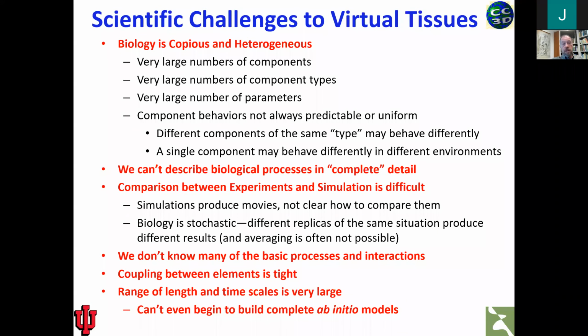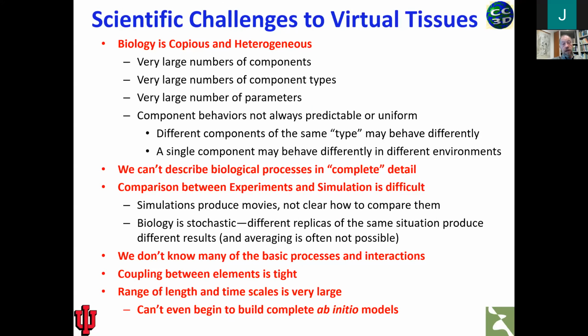Building virtual tissues is not easy. There's a lot of missing science. And so we have to be humble when we build virtual tissue models. There are many components in a given simulation. Typically, we can't model as many cells as there really are in a simulation.